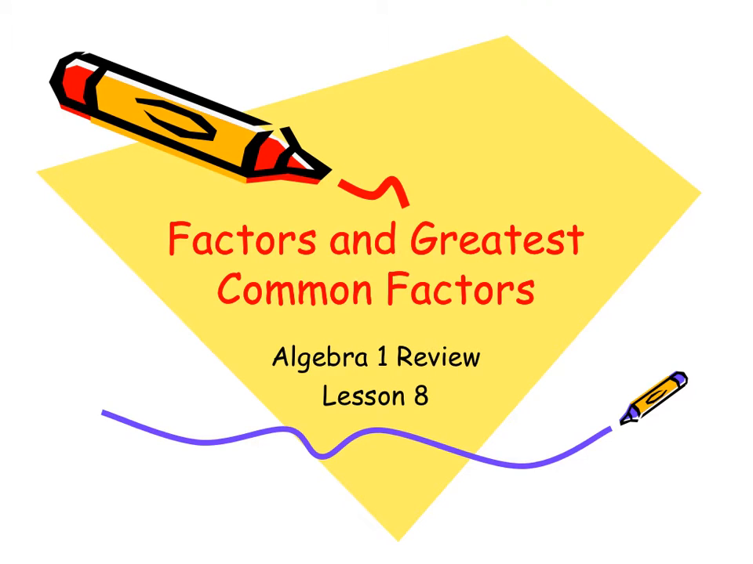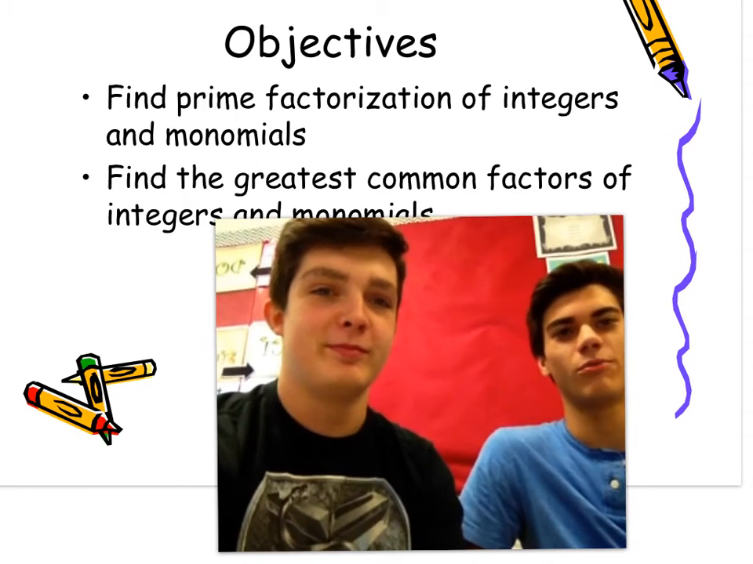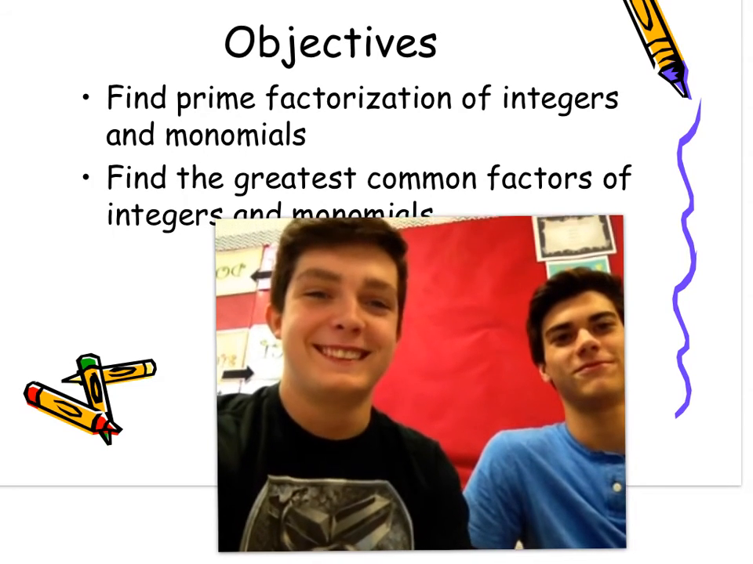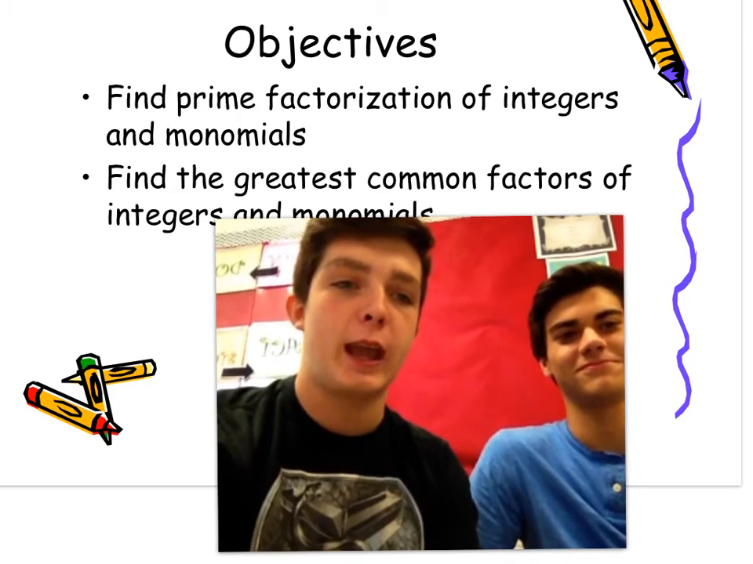Alright, so Lesson 8 begins the portion of this review on factoring. First of all, we're going to go over factors and greatest common factors, GCFs. Objectives: find prime factorization of integers and monomials, and find the greatest common factors of integers and monomials.